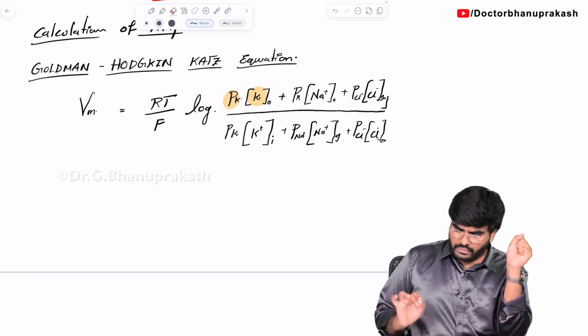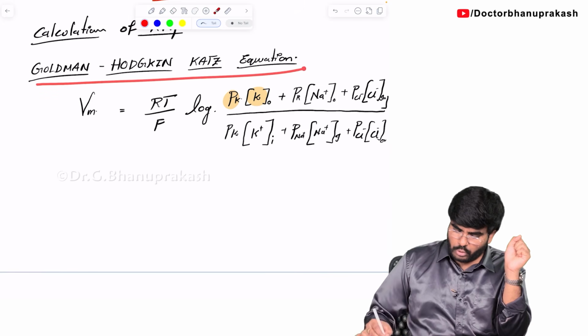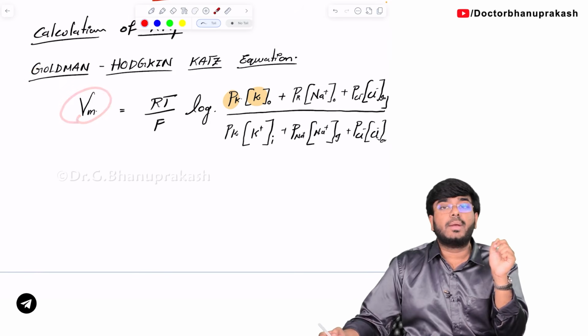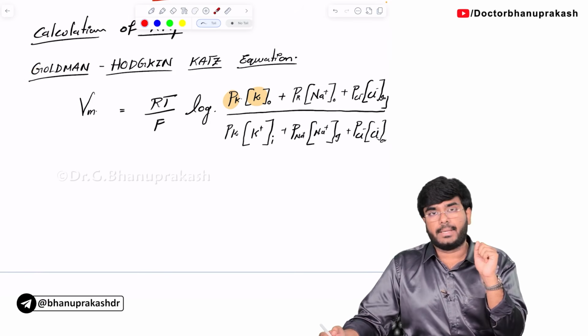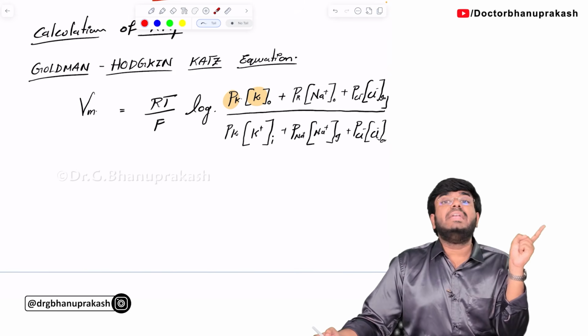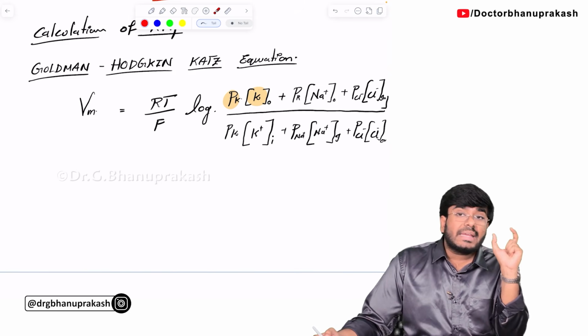So finally, what I am trying to say for your exams, just remember the Goldman-Hodgkin-Katz equation is used to calculate the resting membrane potential, or the voltage difference across the cell membrane. The Nernst equation is used to calculate the equilibrium potential of an individual ion. Nernst is for individual ion.